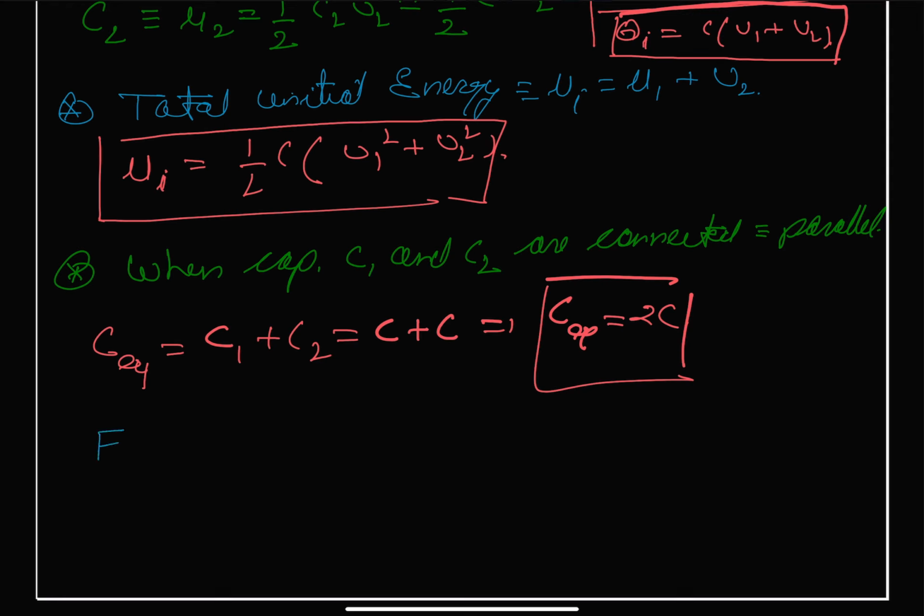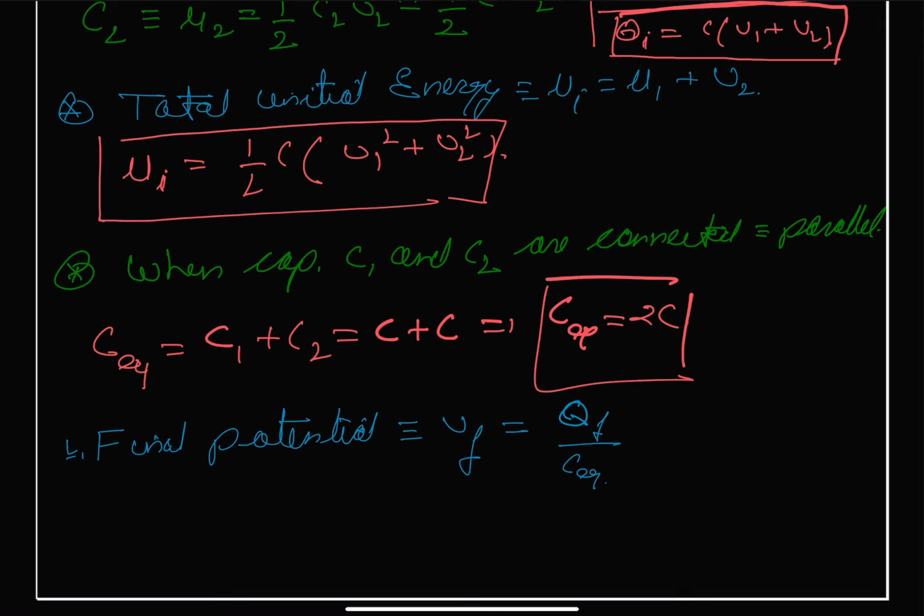So you can say the final potential, not energy, then we are going to find out potential energy. So final potential, let us suppose that is given as Vf, will be equal to our charge final divided by the C equivalent.